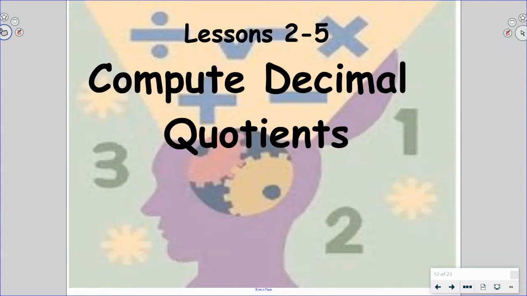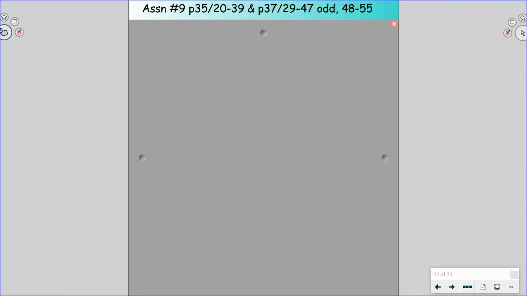This is Mr. Callen with Lesson 2-5, Chapter 2, Section 5, Computing Decimal Quotients. That would be a division term. If you have not completed this assignment, fast forward through this page. Meanwhile, everybody else, I'll reveal the answers, and you may go ahead and check your work from assignment number 9. Pause, and when you're ready to come back, come on back.